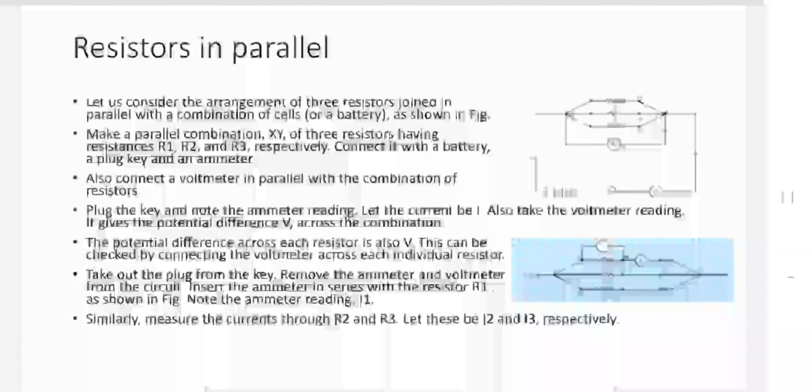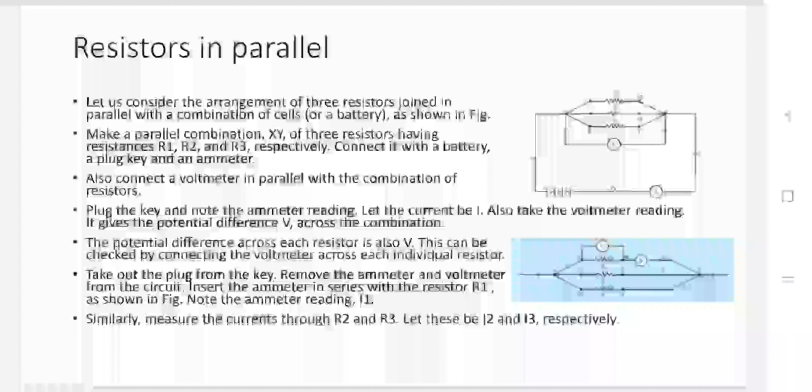Now the next type of resistor connection is the parallel connection. In a parallel connection, all the resistors are connected such that one terminal of each resistor is connected at one point and the other terminals are connected at another point. One point is defined as X, another point is defined as Y. The battery is connected with a plug key, and the total current we can measure, that would be I.